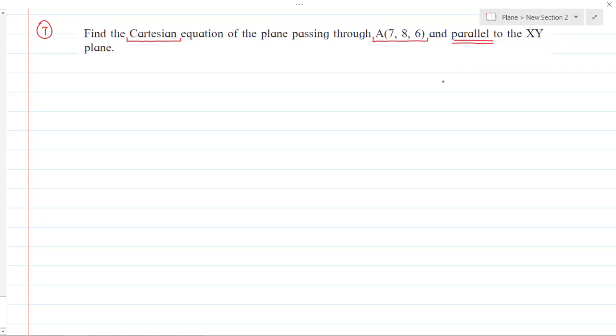Okay, first let's draw the figure. So this is our x-axis, y-axis and z-axis. Our plane is passing through the point A 7, 8, 6 and parallel to the xy plane. Okay, so what is the xy plane? So this becomes the xy plane. This is my xy plane. Okay, now our plane is passing through the point 7, 8, 6. So let me draw a parallel to this xy plane.